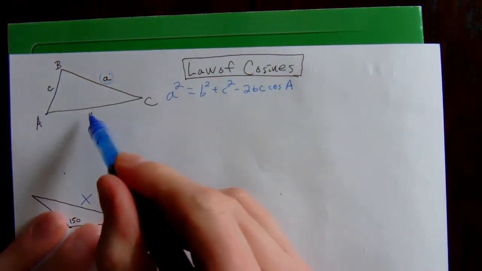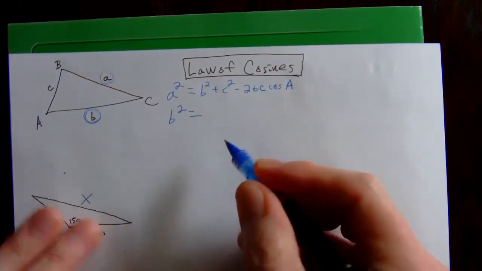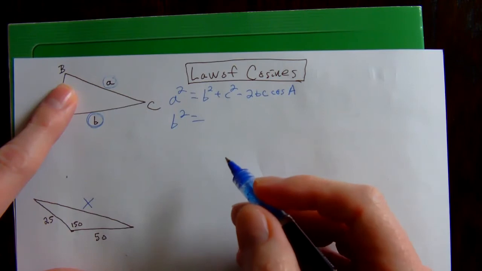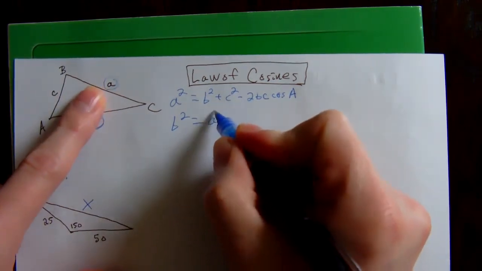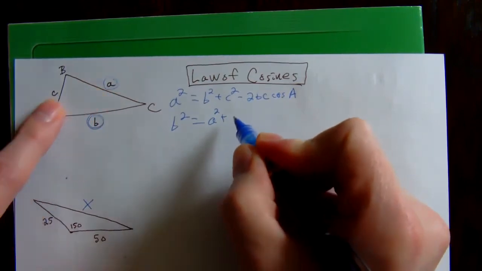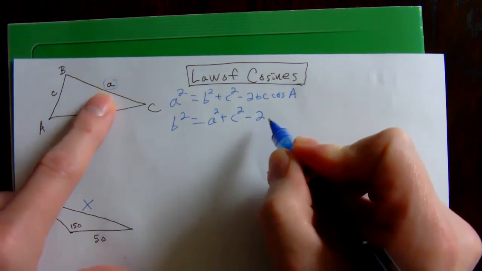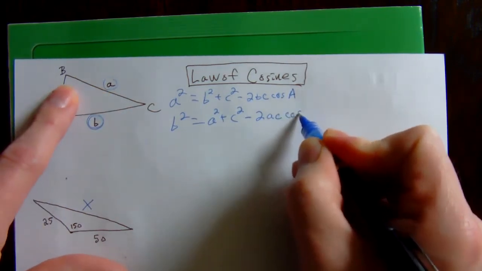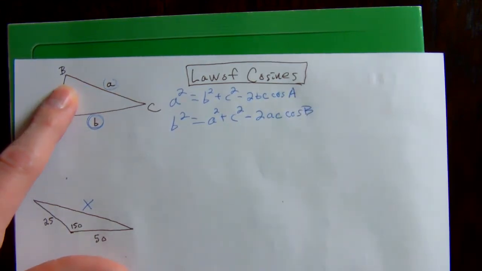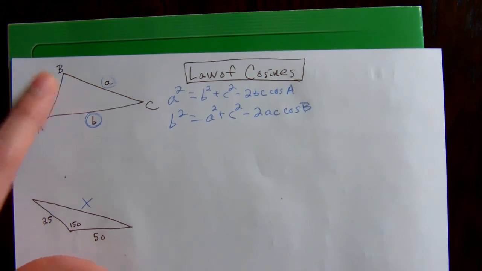So if we started with this b, then you're going to go b squared equals, now you're working with the opposite angle of your b, and you're working with the a and the c as your two other sides. So you'll go a squared plus c squared, this side squared plus this side squared, minus 2, that's part of the formula, times this side times this side, times the cosine of that opposite angle. It's called the law of cosines, so don't use a sine function right there. Use the cosine.